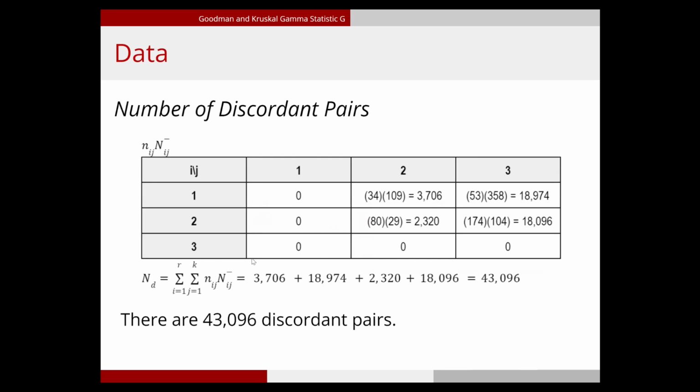And for the number of discordant pairs, we multiply the n sub ij table with the n minus ij table and take the sum of its products. So for row 1 and column 1, we get 0 since yung column 1 ng n minus ij table is naka-zero out na nga. And yung for the first row and second column naman, we get 34 times 109, which is equal to 3,706. And for the first row and third column, we get 53 times 358, which is 18,974. Then, so taking the sum of the products, we get a total number of 43,096 discordant pairs.